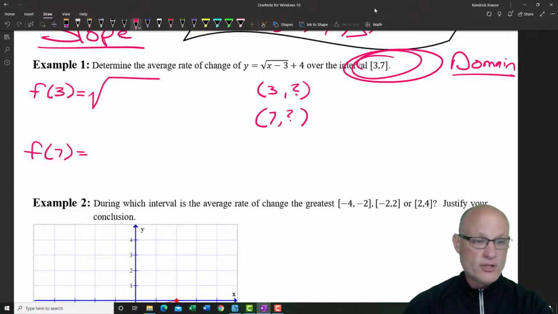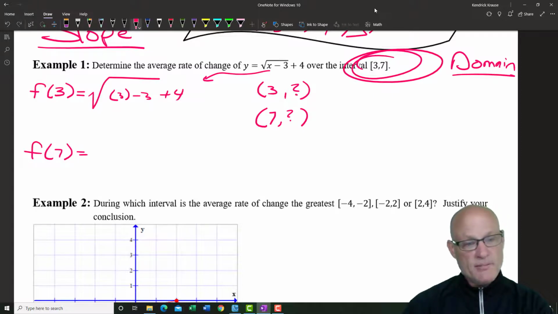So 3 minus 3, just using this formula, plus 4. Well, 3 minus 3 is 0. The square root of 0 is 0. 0 plus 4 is 4. So my first point is 3, 4.